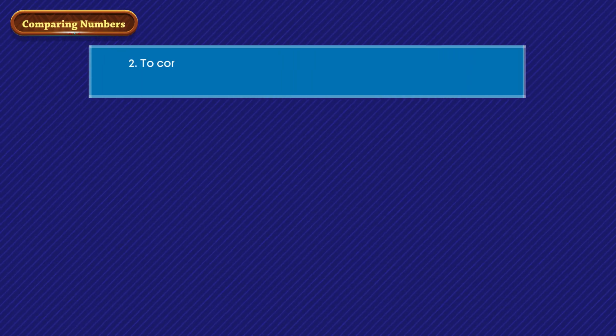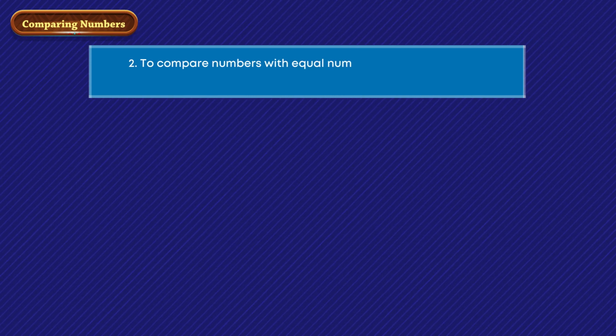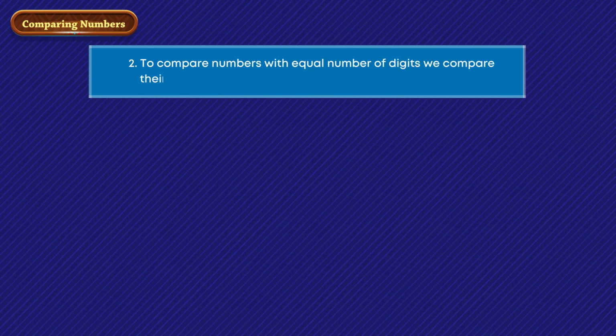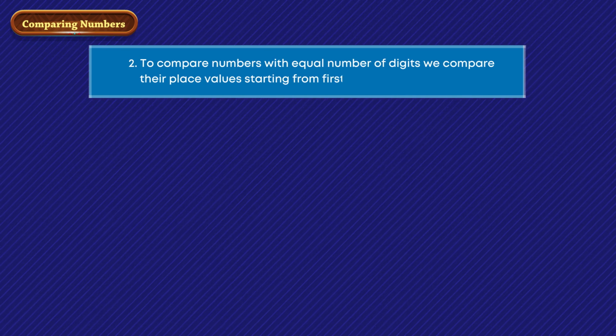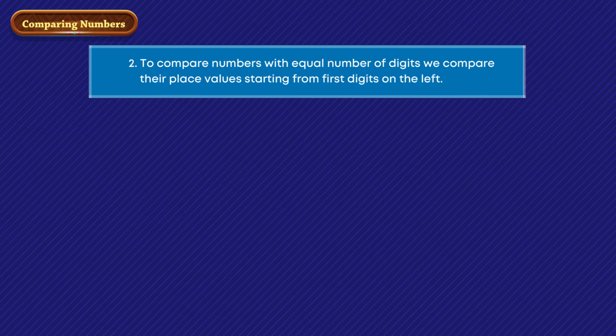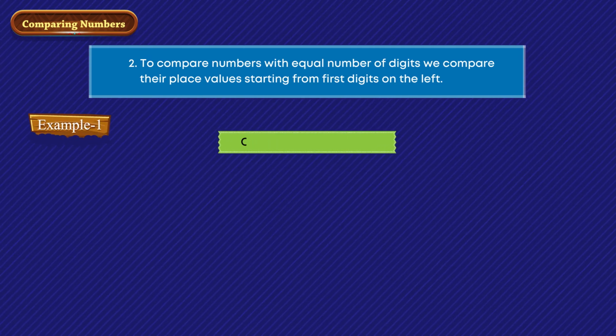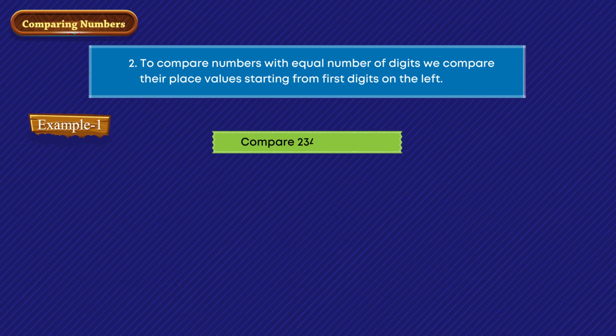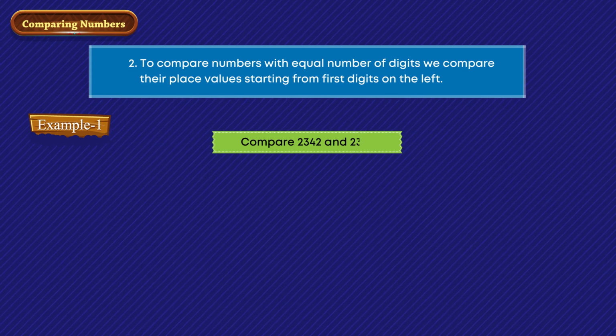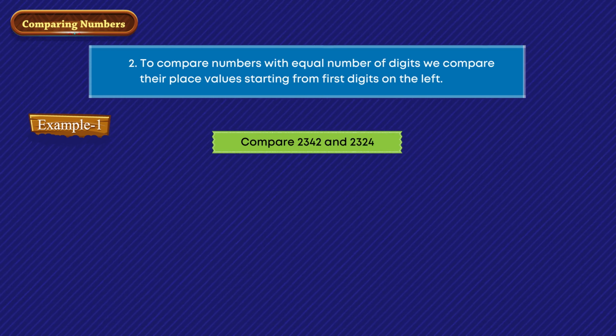Two. To compare numbers with equal number of digits, we compare their place values starting from first digits on the left. Example 1. Compare 2,342 and 2,324.